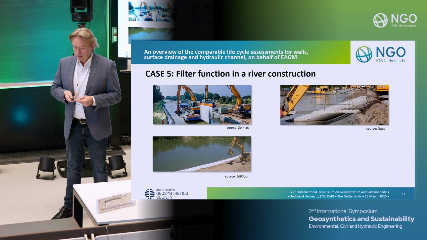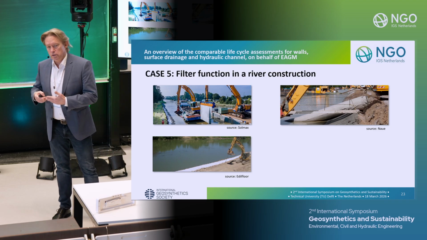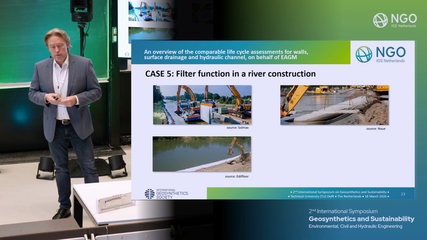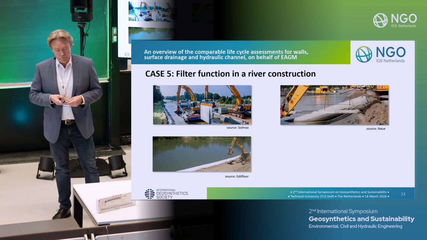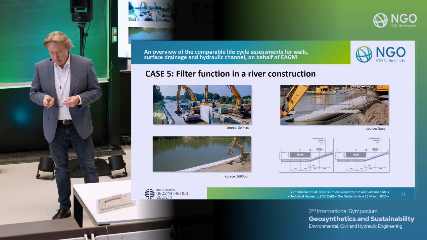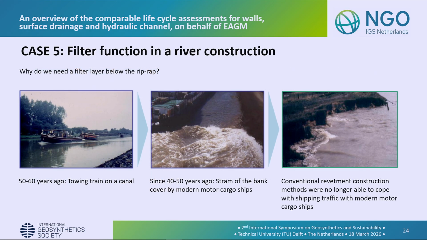So what we did is we checked the data: what if I have a river construction and, instead of gravel or filter layers from sand or gravel, I use a geosynthetic as a filter. On the left side, you can see a construction without a geosynthetic filter. On the right side, you can see it with a geosynthetic filter. Short question, it is a little bit similar to what Kent just showed: why do we need this?